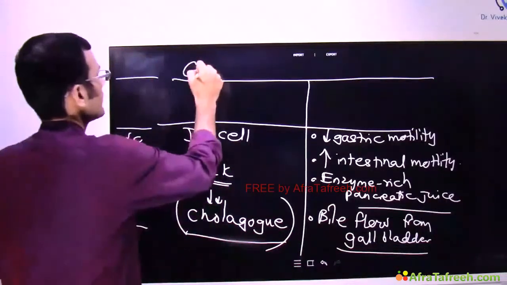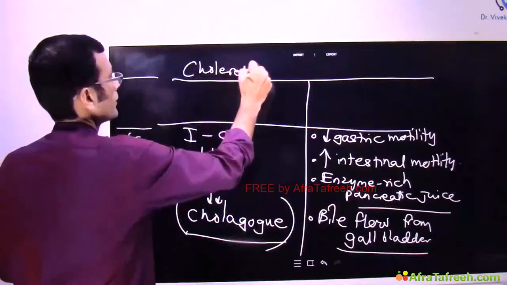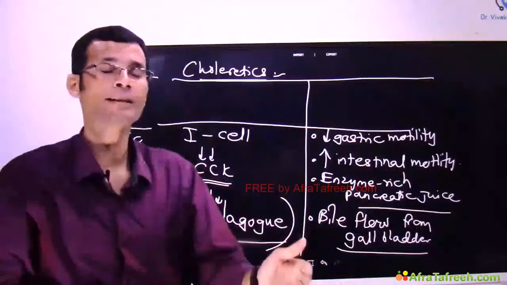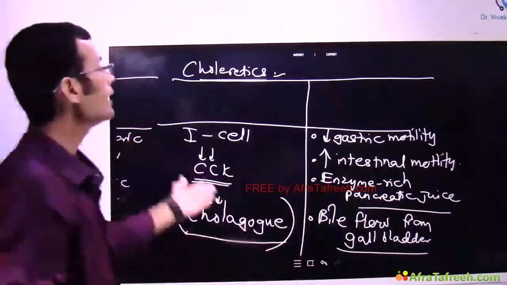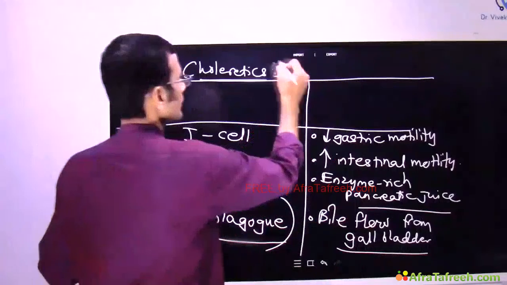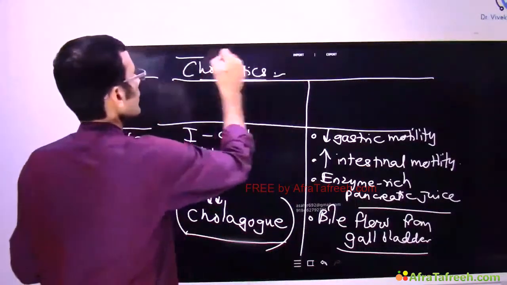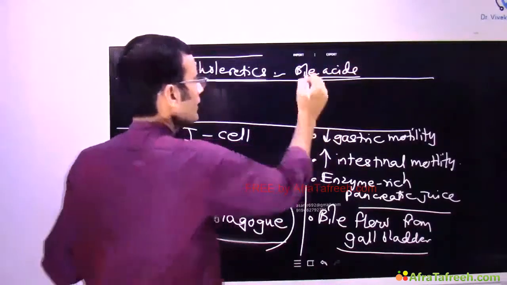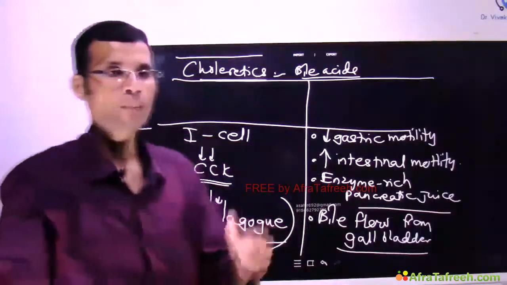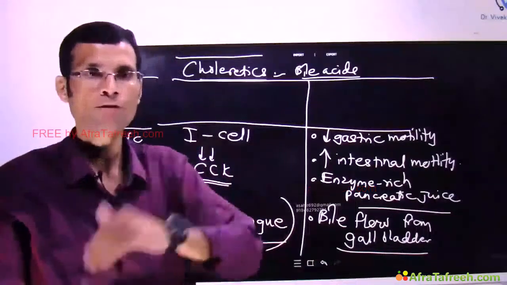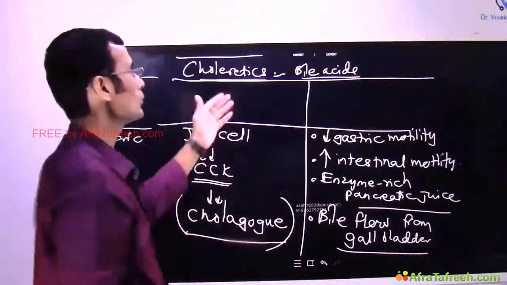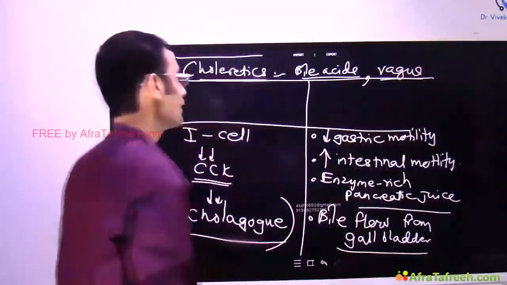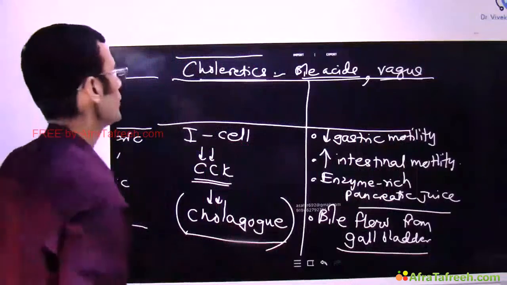The other type of substances, of course, are choleretics. Choleretics increase the bile flow from the liver, bile secretion from the liver. So increasing the bile secretion from the liver, those substances are called choleretics. Therefore, just to mention it here, bile acids are choleretics. Bile acids increase the osmotic flow of bile from the hepatocytes, so they are choleretics. Vagus is also another choleretic. It increases the bile secretion from the liver, from the hepatocytes.